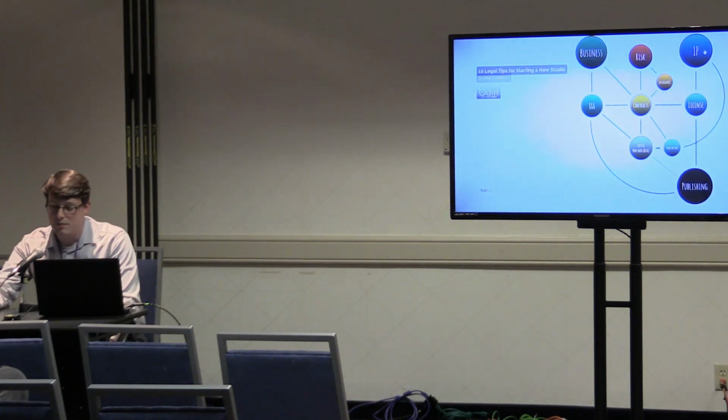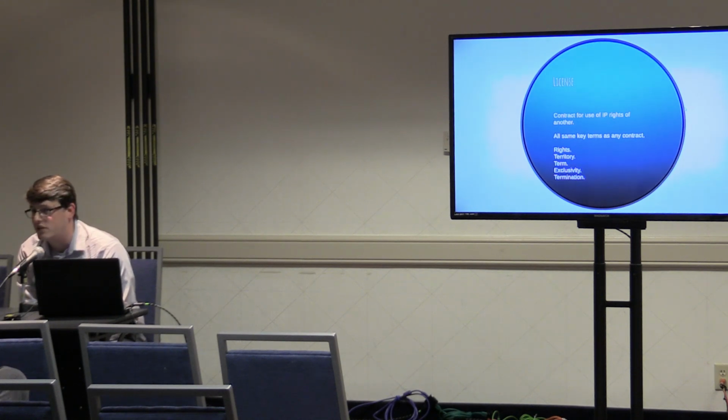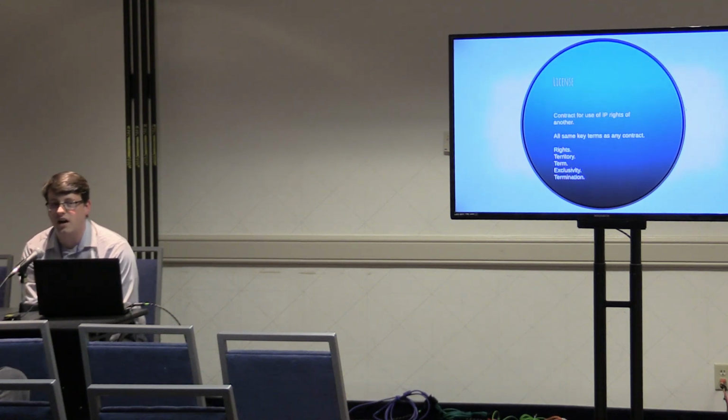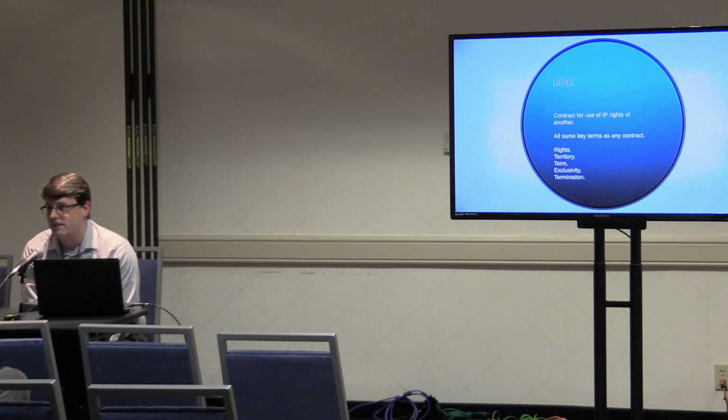So the hybrid between IP and contracts is a license. A license is a contract that basically allows one party to use the IP rights of another party. So it has the same key terms as any other contract that we already talked about a little bit. The ones in particular that you should pay attention to in licenses: rights, territories, the term, exclusivity, and termination. So rights: what IP rights are actually transferring or being licensed. The territory: for what area are they being licensed. The term: for how long. Exclusivity: is the license one where if they get the license, no one else can use it, or is it one where if they get the rights, you can still license it to other people?